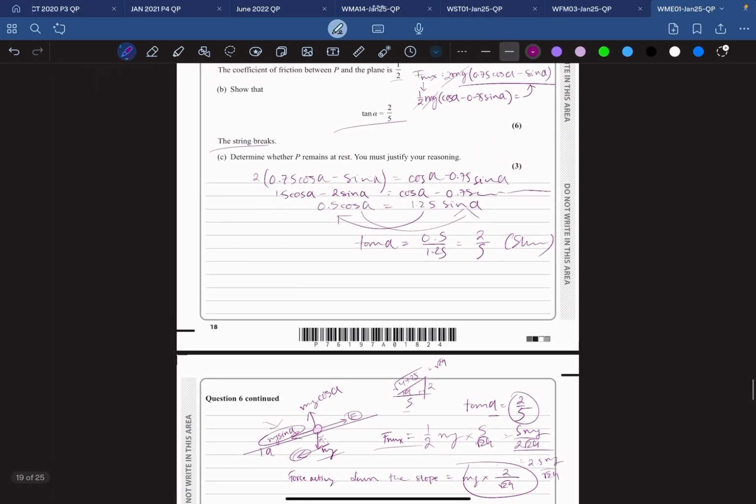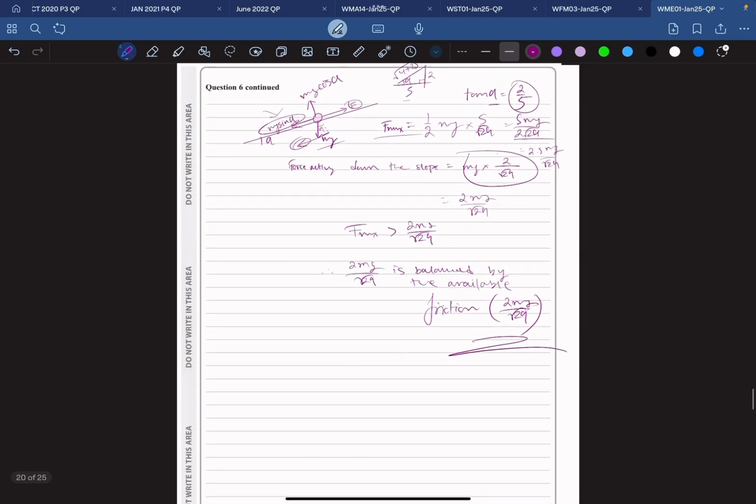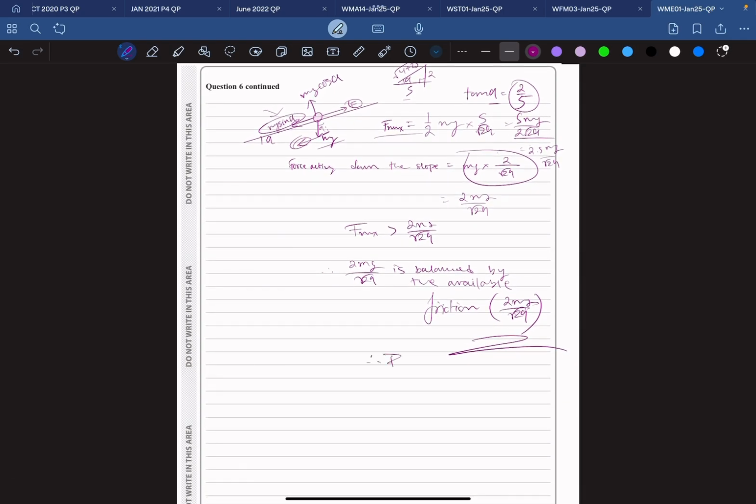And therefore, the question asks to determine whether P remains at rest, so you have to mention that. Therefore, P remains at rest. Do mention that. There we go. All right. Next question.